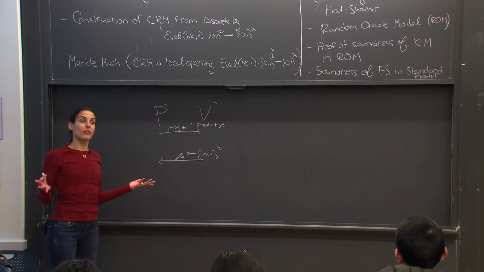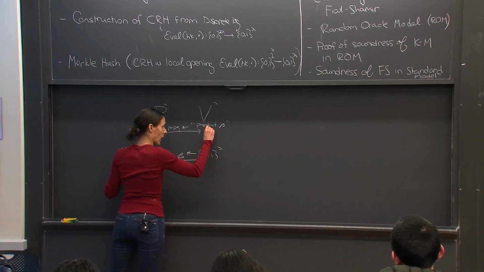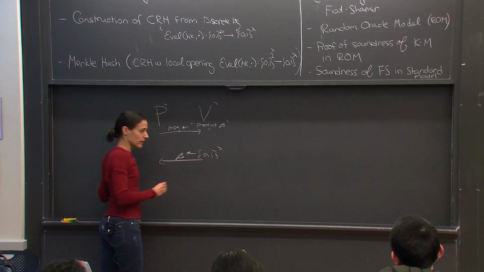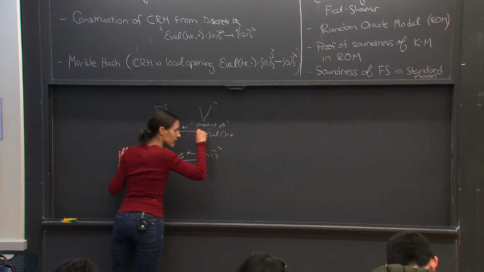Now, what happens in the Fiat-Shamir paradigm? Oh, I can tell you, I know beta, I can predict it, and I'm going to tell you exactly how I predicted. Beta is going to be eval hash key on this message.